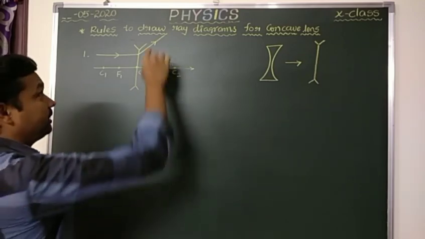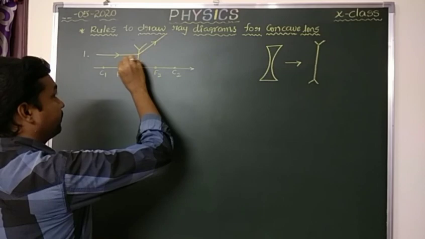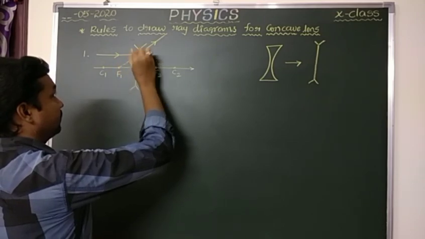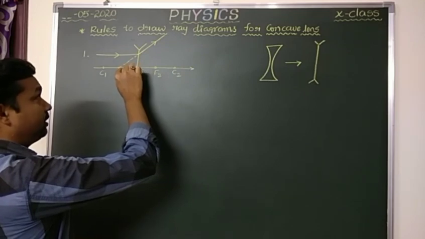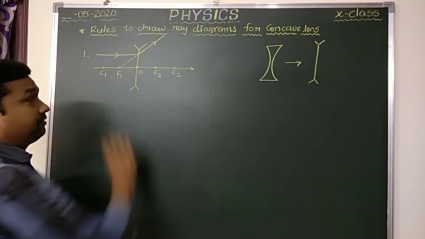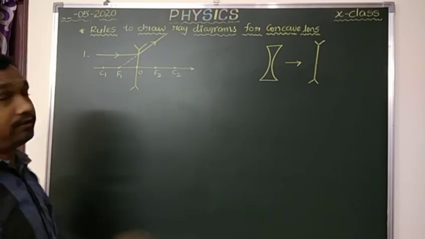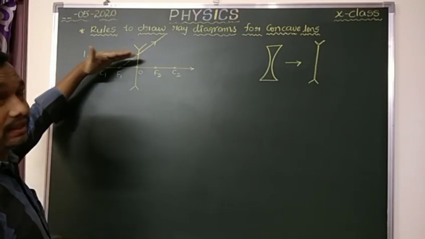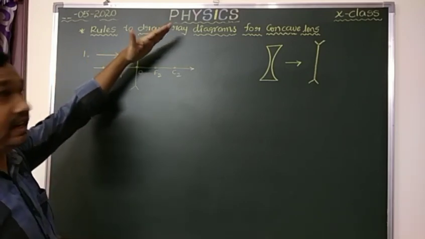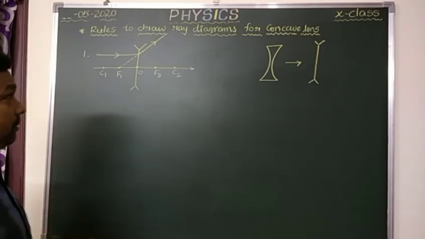But actually, this light ray appears to be coming from one point. This diverging light ray appears to be coming from the F1 point. This gives you the first rule. When a light ray moving parallel to the principal axis is incident on the lens and diverges, the diverging light ray appears to come from the focus. This is the first rule.